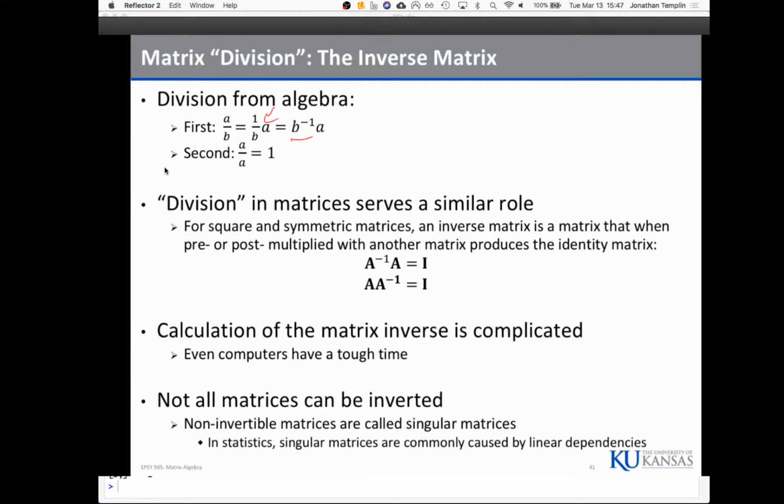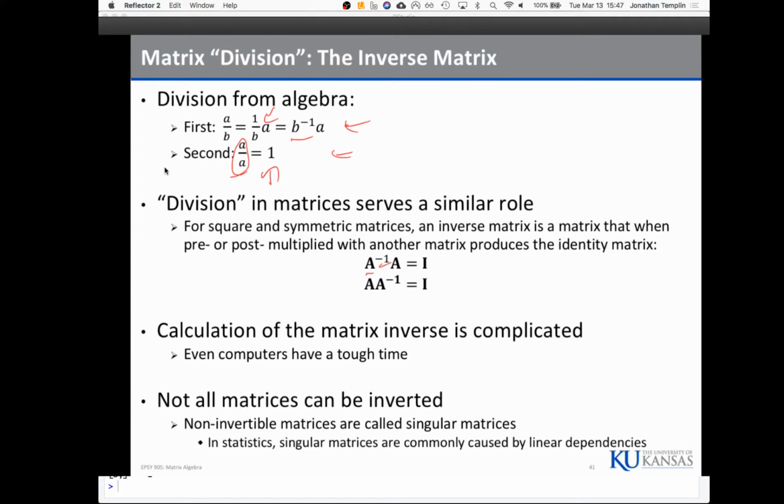The second thing I want you to remember is that a number divided by itself gives us a value of 1. Right? So those two things are the features of why I'm calling this matrix division, because we'd like the same properties to show up in matrices as well. A matrix inverse is indicated by a matrix raised to a negative 1 power. And for this, we're going to stay with square symmetric matrices because it helps the math stay good.